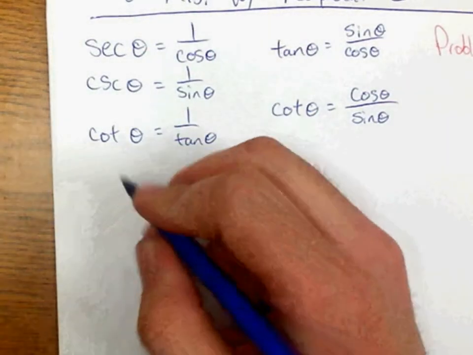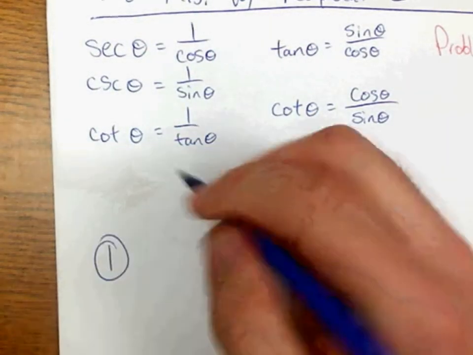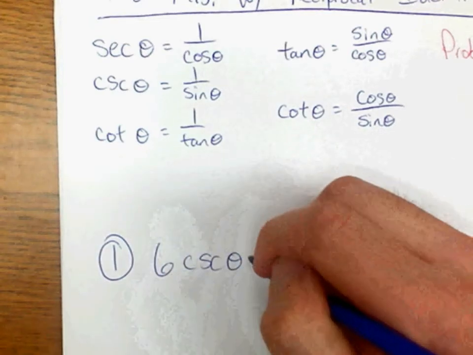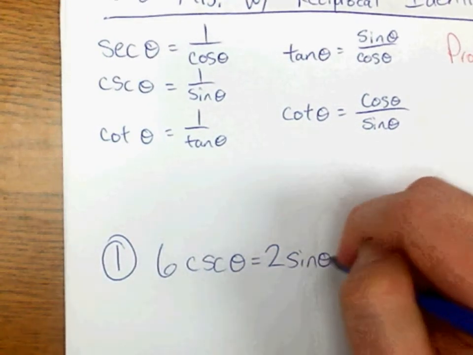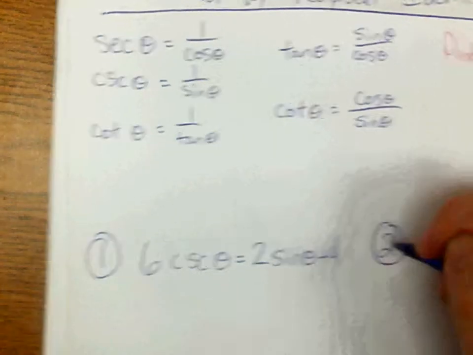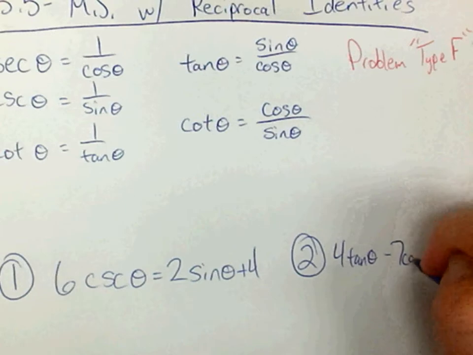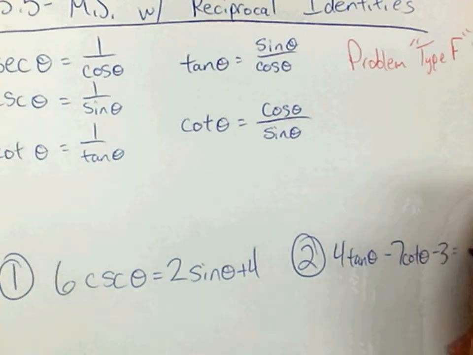I just want to look at, let's do 2 problems. Let's do 6 cosecant theta equals 2 sine theta plus 4, and we will do 4 tangent theta minus 7 cotangent theta minus 3 equals 0.